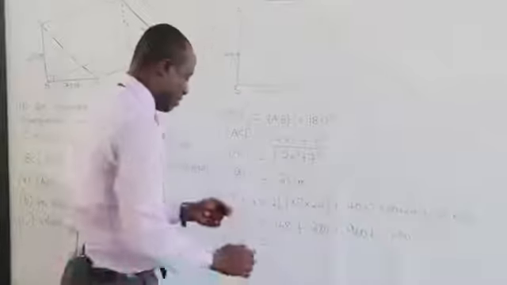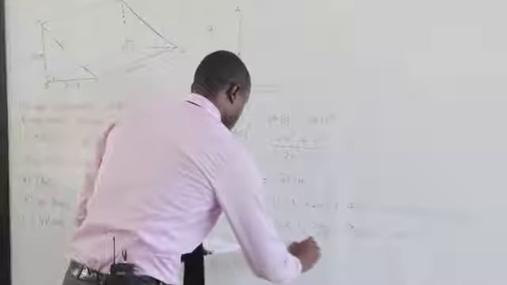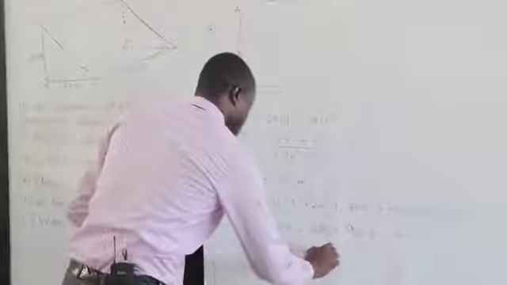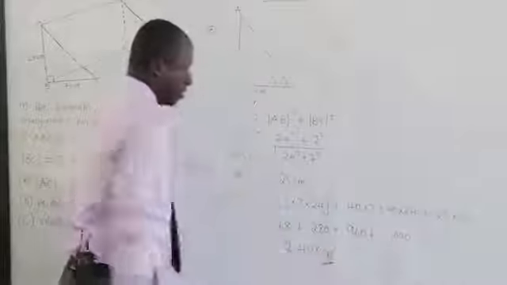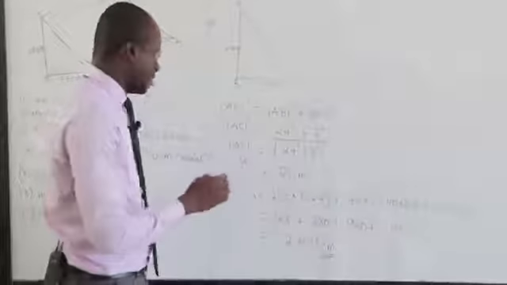Using the calculator, we have 2,408. And don't forget to add the units to it. That is the total surface area.